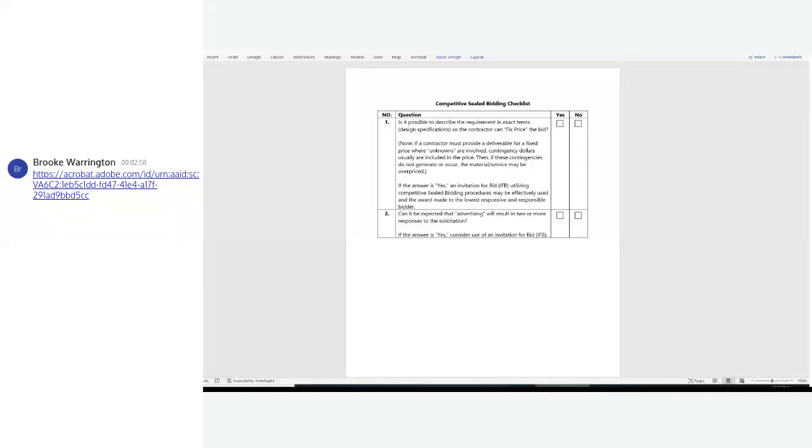If the answer is yes, an invitation for bid utilizing competitive sealed bidding procedures may be effectively used and the award made to the lowest responsive and responsible bidder. Can it be expected that advertising will result in 2 or more responses to this solicitation? If the answer is yes, consider using an invitation for bid.